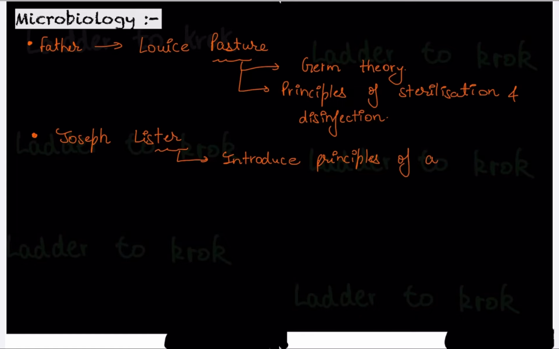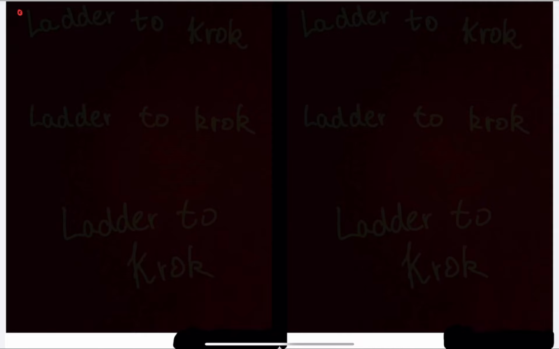Now the third name in this list is Robert Koch. Robert Koch basically tells us about some organisms at that time. The first one is TB and the second one is cholera. Tubercle bacillus.